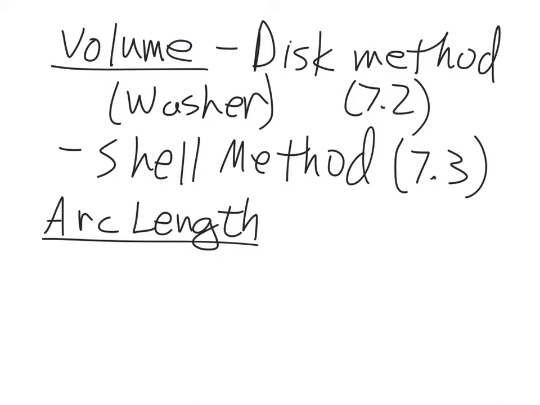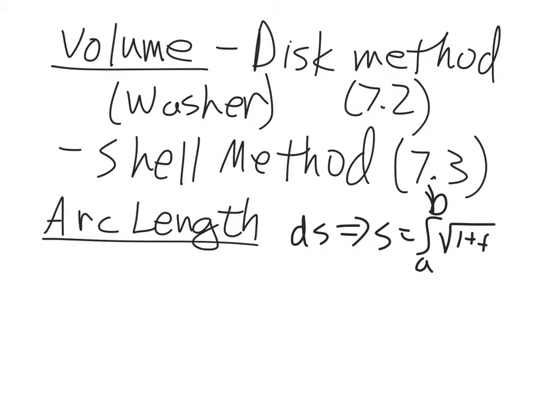Next up, we looked at the arc length, and this again is your formula. Basically, ds or s would equal the integral from a to b of what? Square root of 1 plus the derivative of x, or y, squared, so square that derivative, and then dx.